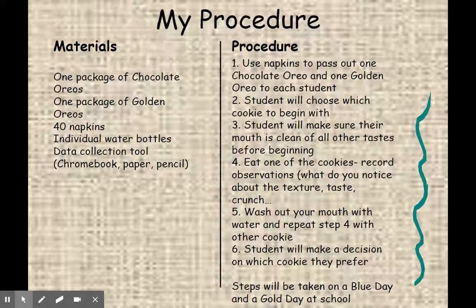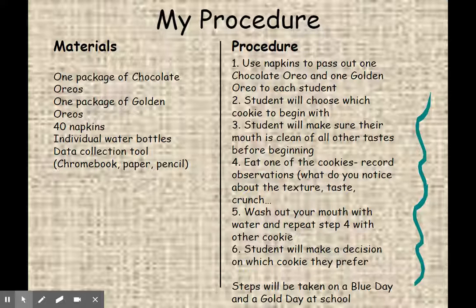It's really important. Step 5 is super important. They have to wash out their mouth with water before they try the other cookie. Finally, they're going to make their decision of which cookie they prefer, the golden Oreo or the chocolate Oreo. And so what I'm planning to do is to take these steps.